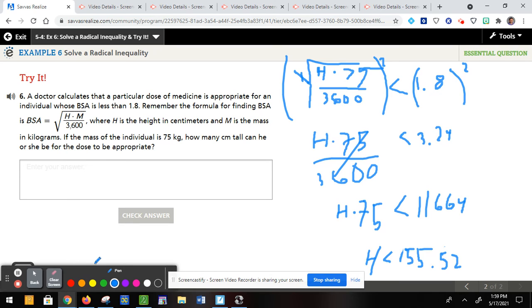All right, so the first thing I did was I set it up with 75 in for m and 1.8 in for the BSA. Set up the same way as the previous example. Squared both sides, then multiplied both sides by 3,600, then divided both sides by 75, and got that h needs to be less than 155.52. So essentially that means the tallest the person can be is 155 centimeters. Anything less than that would be okay. Anything more than that would not.